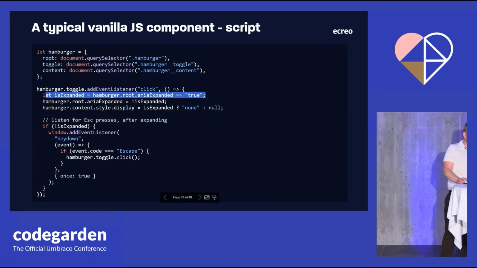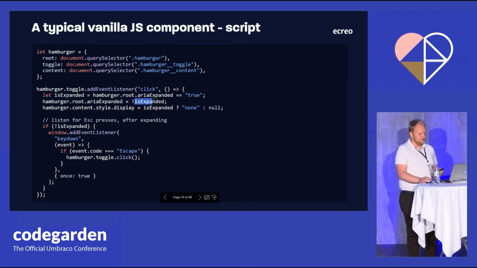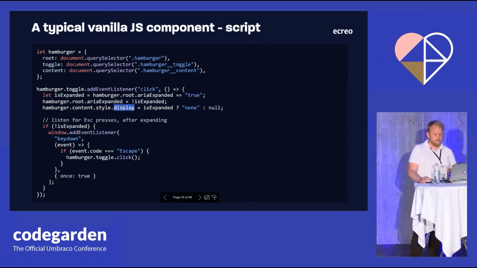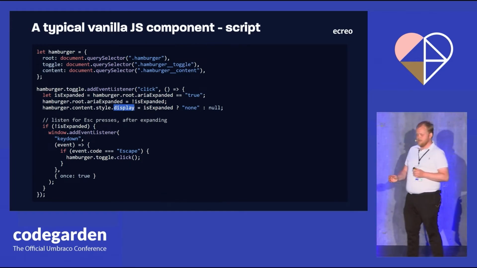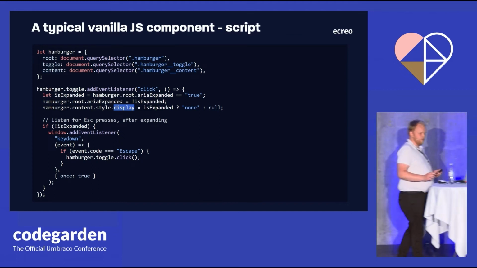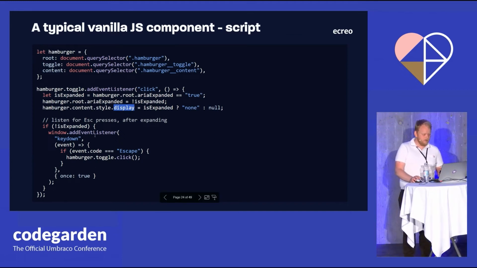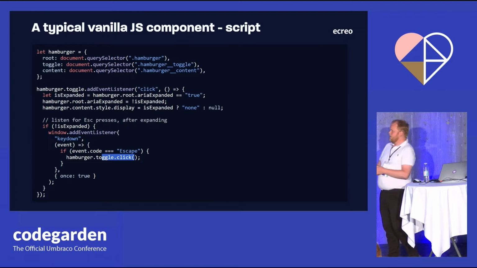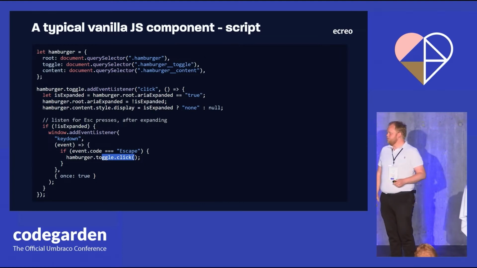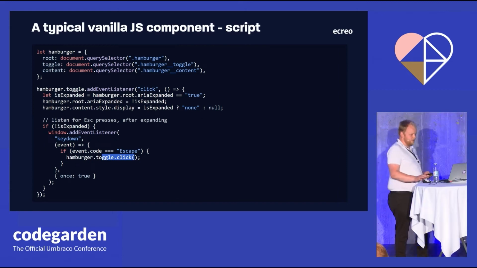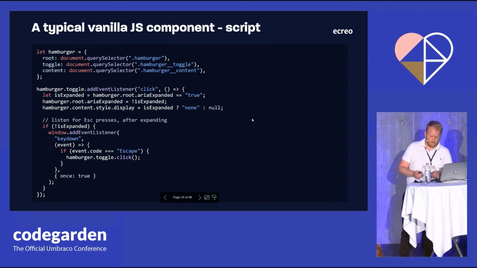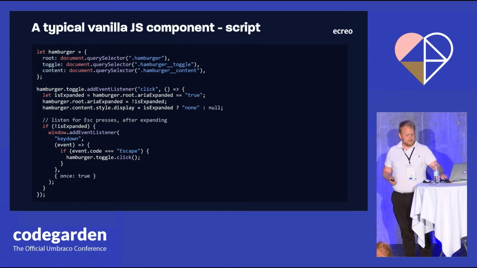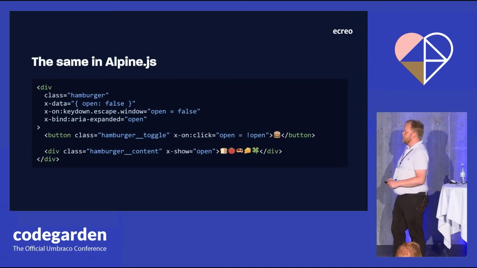So we set the aria-expanded attribute to be the opposite of the current expanded state, and then we toggle the display value in CSS. And just because we want to be nice to users, we add an event handler for touching the escape button on the keyboard. So whenever we do that, we trigger a click on the toggle button. So a bunch of lines of code for something that should probably be simpler than that. And I didn't even have all situations inside of it. So in Alpine JS, this is a lot simpler.